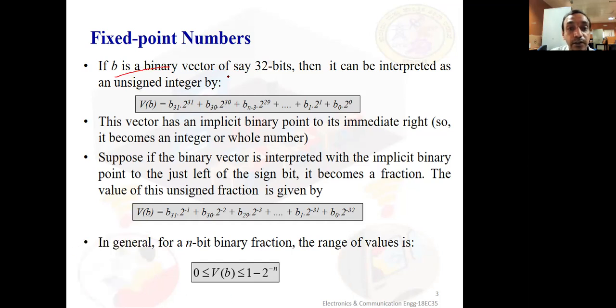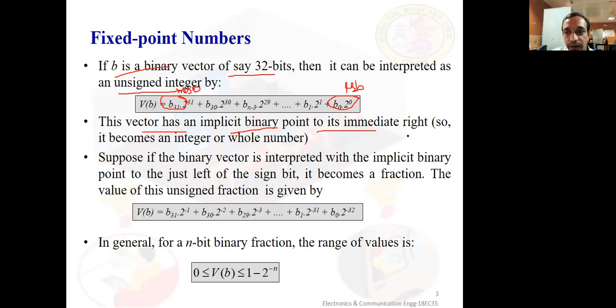If B is a binary vector, then it can be interpreted as an unsigned integer. This we discussed earlier with respect to binary weights, right? Like this is LSB. So just look at the notations I'm doing. This is MSB, right? So binary is a weighted code. So it means you will try to get the value of this number with respect to its positional weights, 2 power 0, 2 power 1, 2 power 2, etc. like that, if it is an unsigned number. If it's a signed number, the MSB represents the sign. And this vector has an implicit binary point to its immediate right.